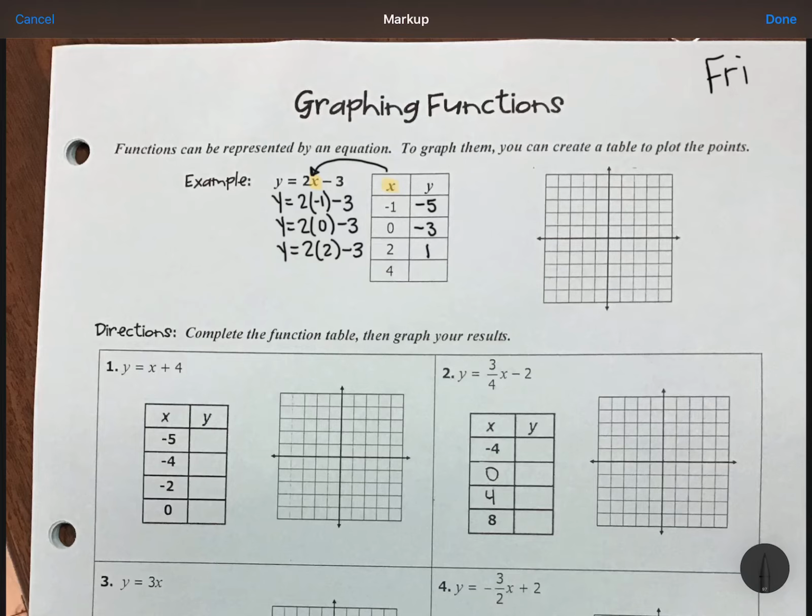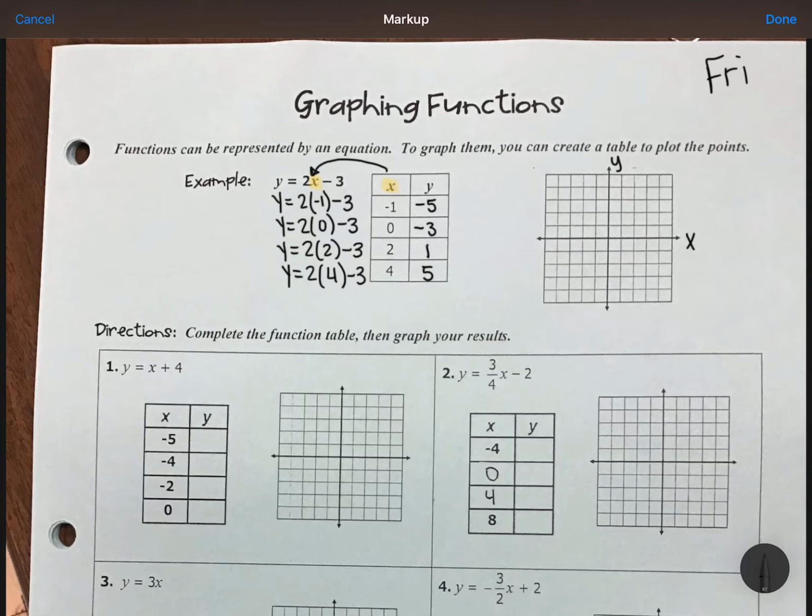It's very simple. Take each x, plug it into the given equation to fill in the y column. Last number we have is a 4. So 2 times 4, take away 3. We have 8, take away 3, which is 5. So now I have a completed table that I can use to graph my equation.